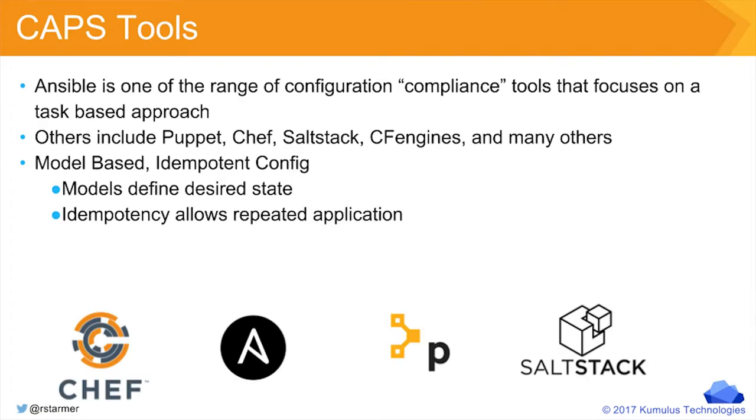So CAPS tools. CAPS is Chef, Ansible, Puppet, Salt, and I'm sure there are plenty of others as well. CFEngine. I'm sure somebody will come up with one that I haven't thought of in a while. But these are the tools that people are talking about today that are idempotent state-based configuration tools. The idea is that you define the state that you want to get the system to, and the tool will get you there, and then will keep you there. All right?